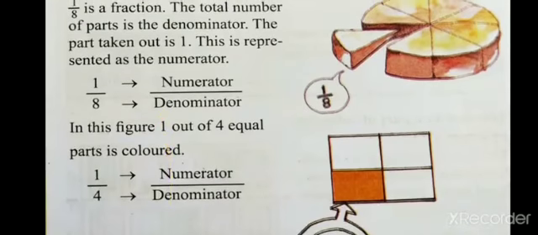Okay, here you can see 4 equal parts, that is the denominator. Among them, one is colored. That is the numerator. So that's why we will write 1 by 4.